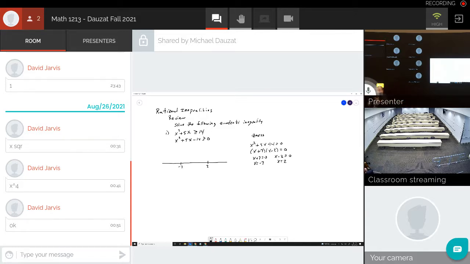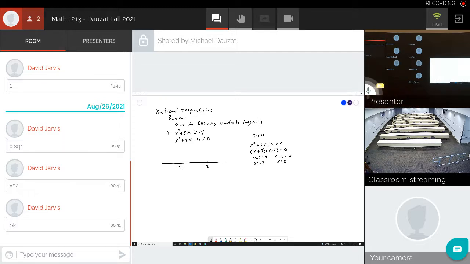So on the worksheet where it says show appropriate work, that's what I'm looking for. I'm looking for those zeros. I'm looking to make sure you put them on the number line. Now, once you put those zeros on the number line, what is the next step? Say it again. Test points.